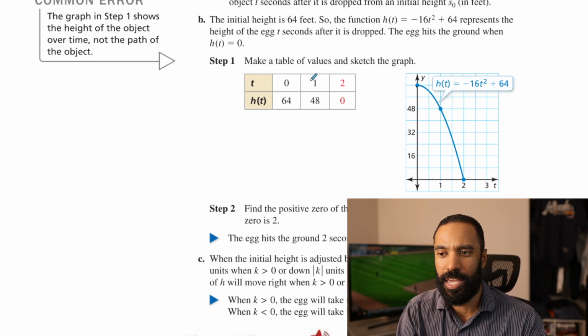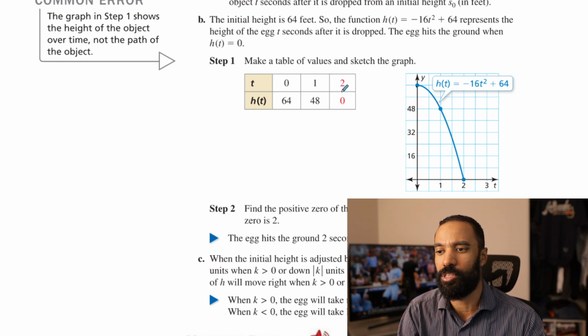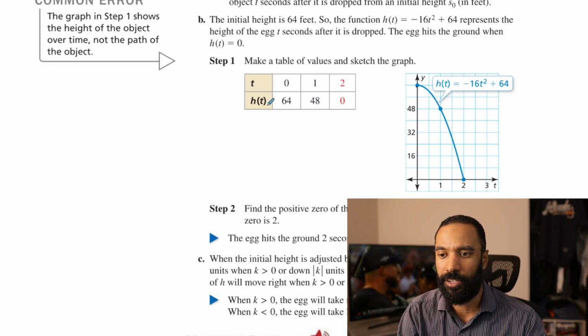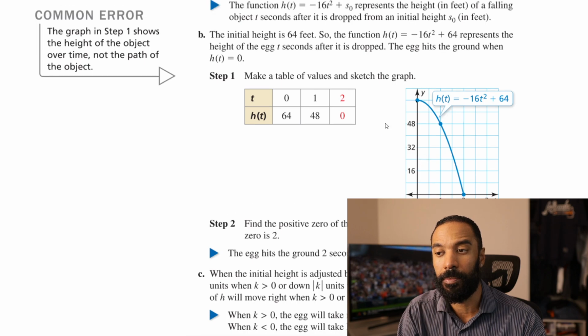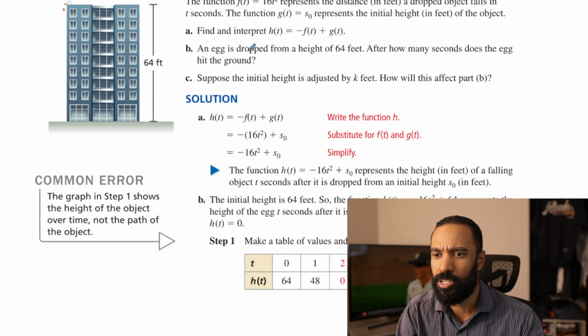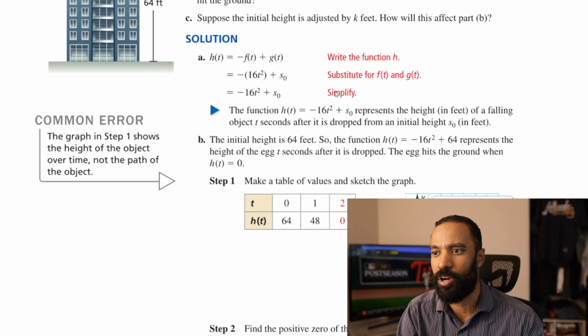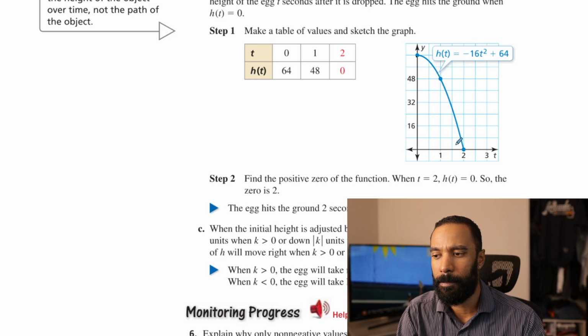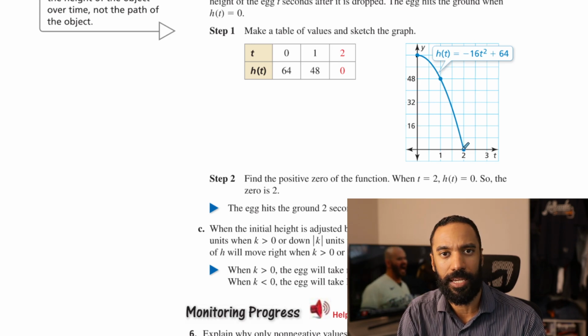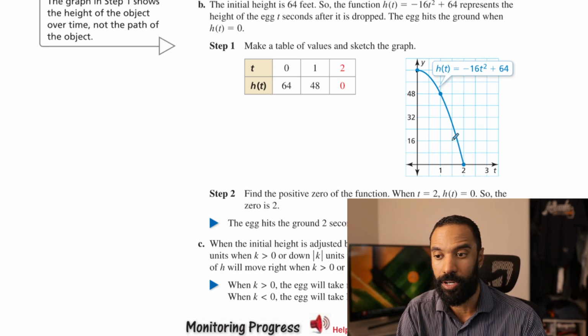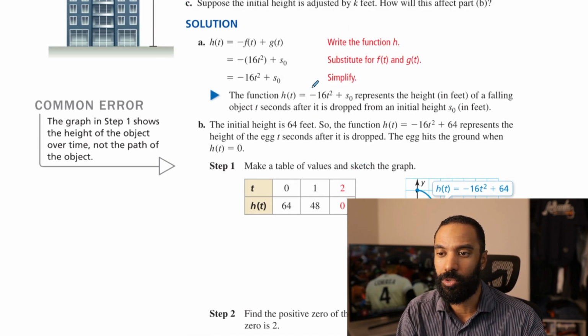How do we know? Because they graph it to the point that they hit the y-intercept, or in this case when the height is 0. They're asking when it hits the ground. Find and interpret this. We talked about that: an egg is dropped from a height of 64 feet. After how many seconds does the egg hit the ground? We can graph that and find out at which point it'll hit.